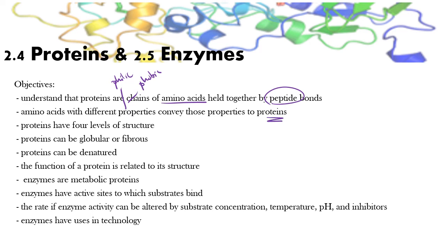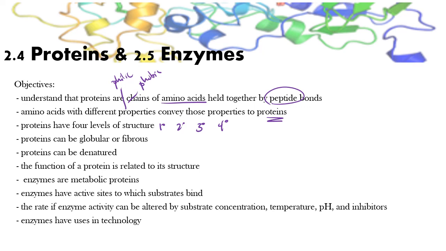Proteins have 4 levels of structure. Primary is that amino acid sequence. Secondary is the hydrogen bonding that results in alpha helix and beta pleated sheet. We have tertiary structure, that's 3-dimensional folding that comes from not just hydrogen bonding, but also covalent and ionic bonding. And then our quaternary structure is when we have multiple polypeptide chains that are held together by more hydrogen bonds and ionic bonds and covalent bonds.